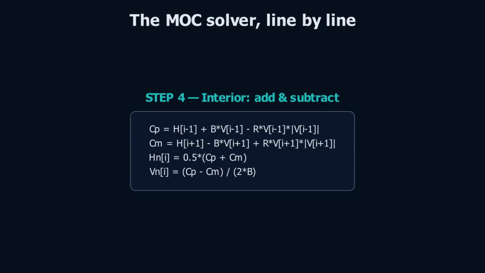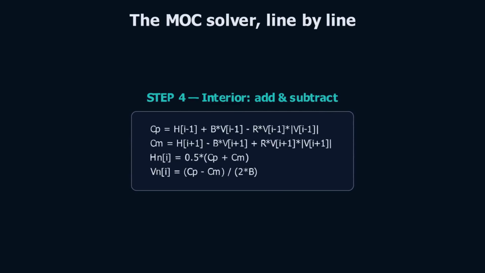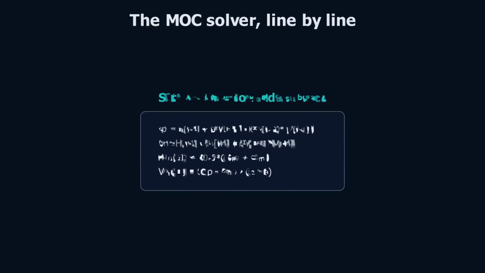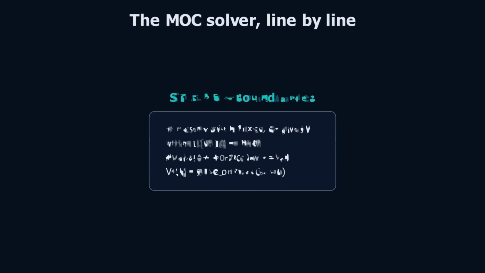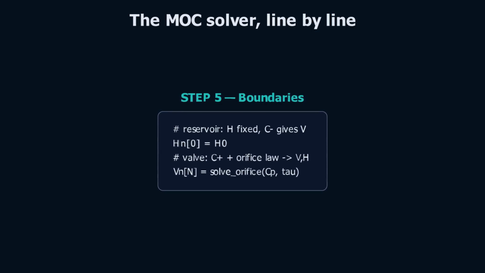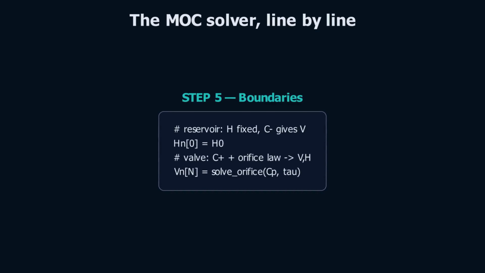Step 5, the boundaries, where the physics enters. The reservoir holds head constant and lets the backward characteristic set the velocity. The valve combines the forward characteristic with the orifice law, and that coupling is what launches the wave when tau drops.